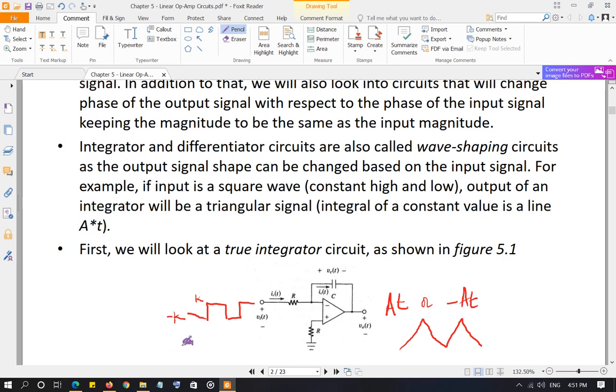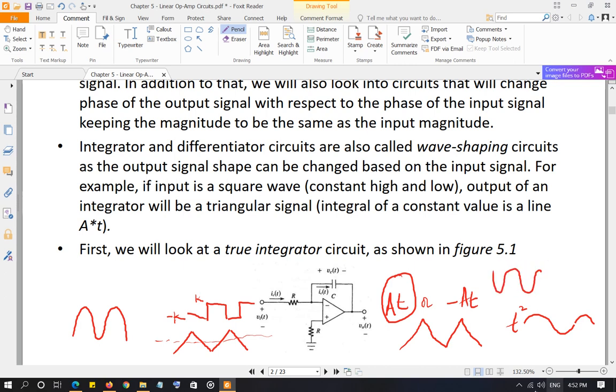If you have a triangular wave at the input, again you're going to calculate the area under the curve. Let's say this is the 0 axis, so you calculate the area under the curve, as we will discuss shortly, and the output is going to be a function of t squared. So the output is going to be parabolic, a quadratic-like output, like this. If you have a sinusoidal input, the integral of a sinusoid is still a sinusoid, so you're going to have another sinusoid at the output.